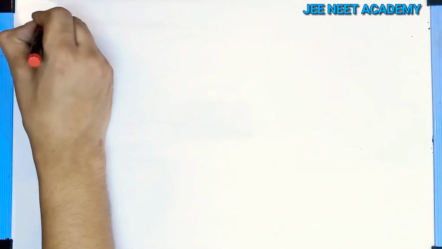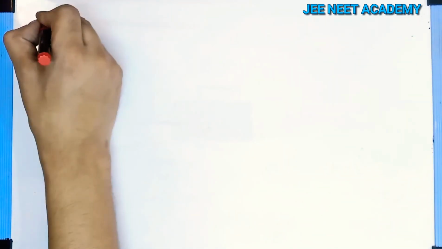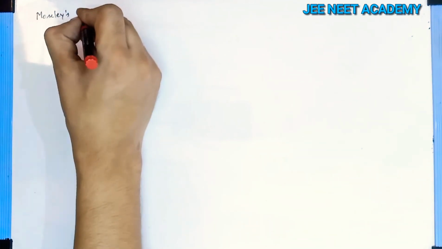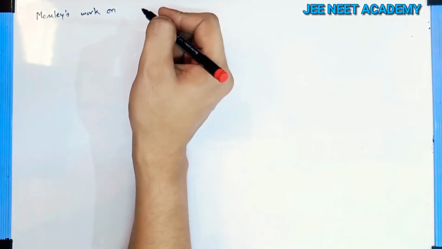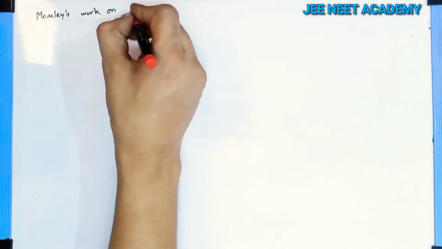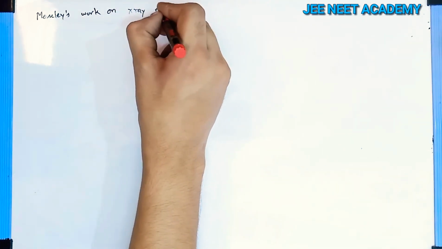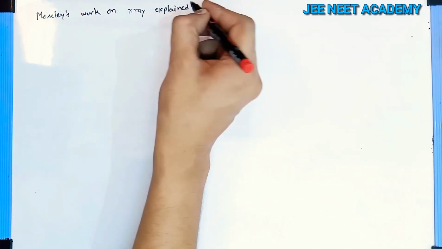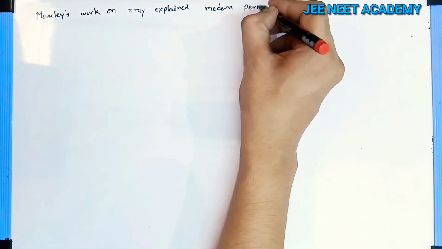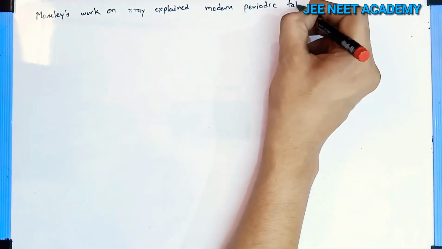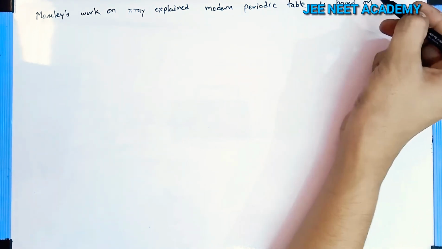Moseley's work on X-rays explained that the modern periodic table is based on atomic number.